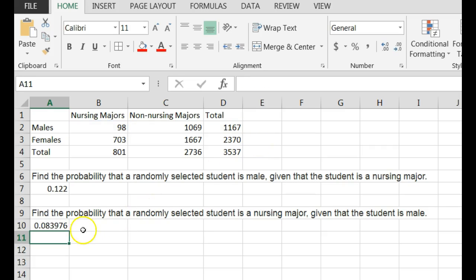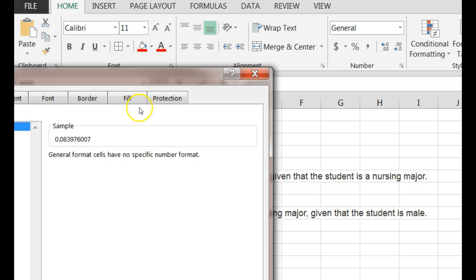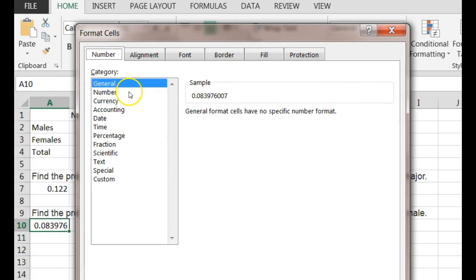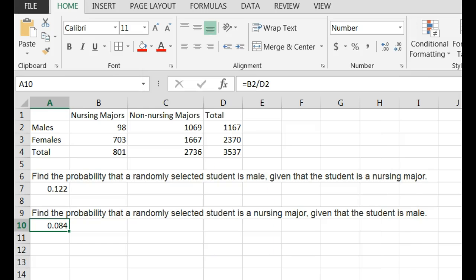So this answer is 0.083976. Let's right-click, format those cells to 3 decimal places. So our answer is 0.084.